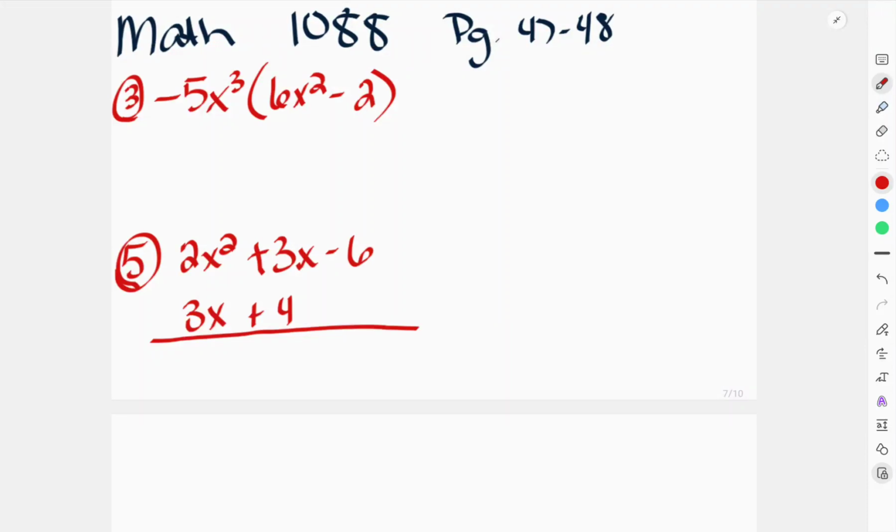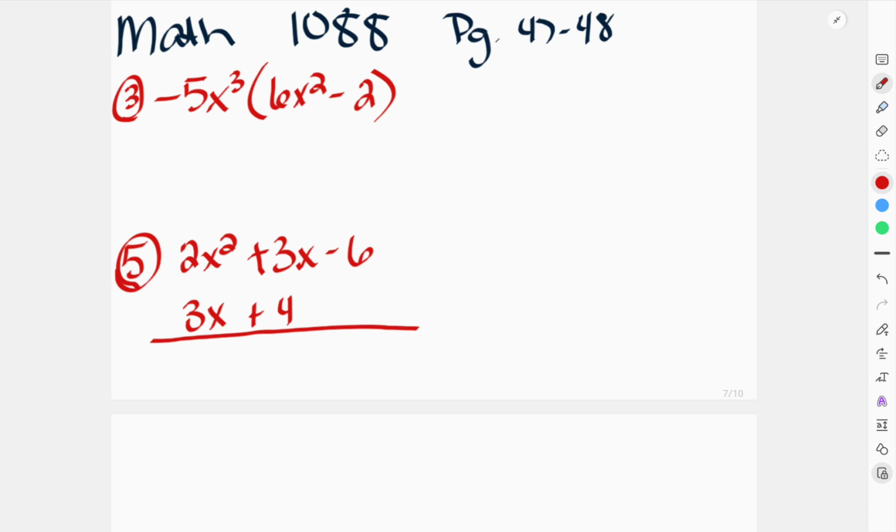Okay, this is going to be the Math 1088, pages 47 and 48. This is the third checkup in the book. I'm going to go through a lot of these concepts pretty quickly because it is just basic information. There's nothing too difficult about it.